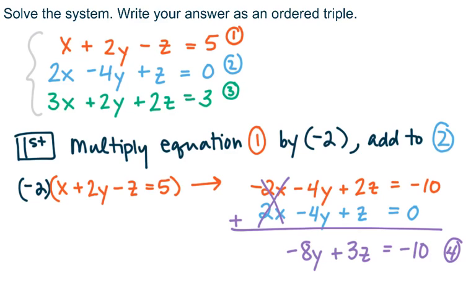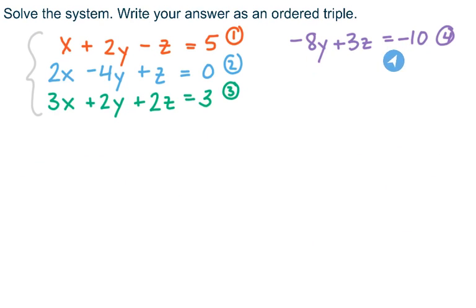This is one of my new equations. I'm going to call this equation 4. So I've rewritten equation 4 up here. We have negative 8y plus 3z equals negative 10. So notice equation 4 only has two variables, y and z. So in order to solve this, we need another equation, that will be equation 5, with also those same two variables, which means we need to figure out how to eliminate x again.